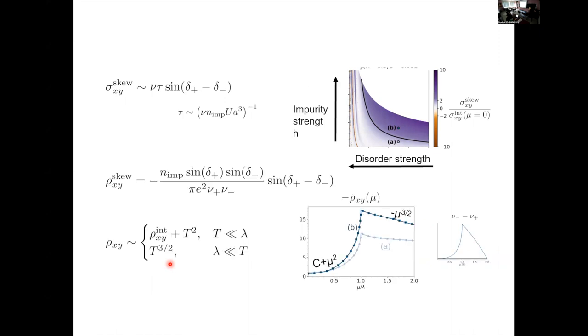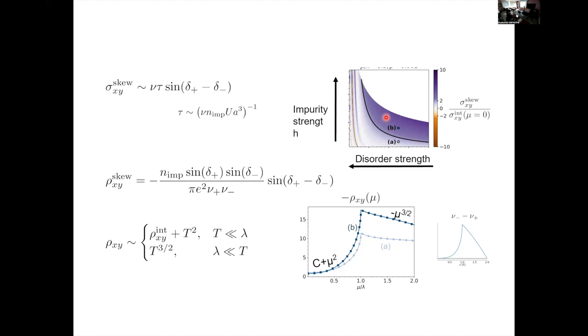This is not the only effect there, but if you plot this diagram, on one axis you put impurity strength, how strong an individual impurity is, and on the other you plot how many impurities you have in the system, then everything above this black line, everything shown in purple, is where the effect of skew scattering of individual impurities will dominate all other effects. If you go below this line there will be many effects, but all things above this black line will be controlled by skew scattering.